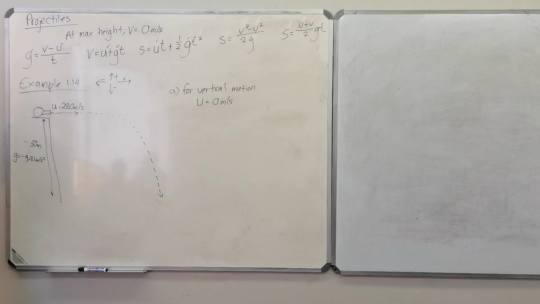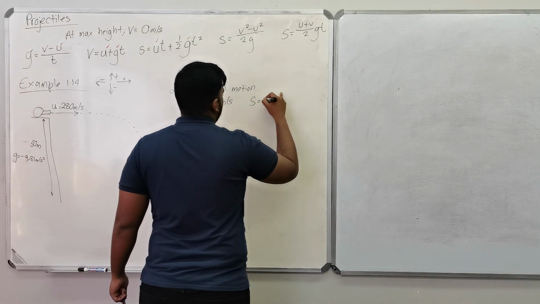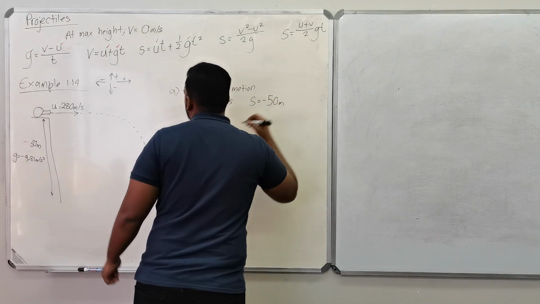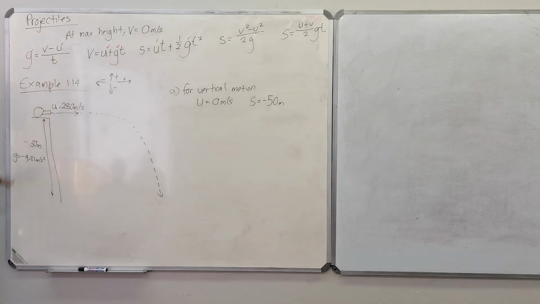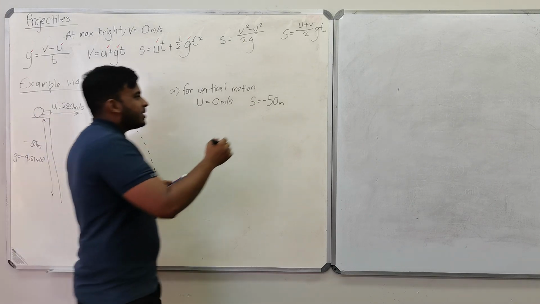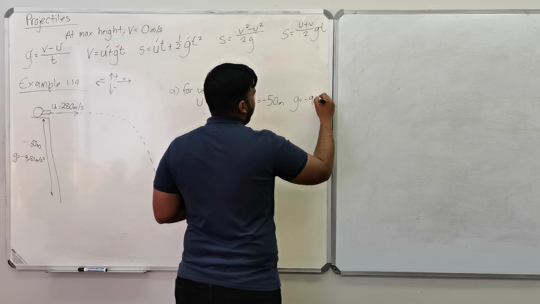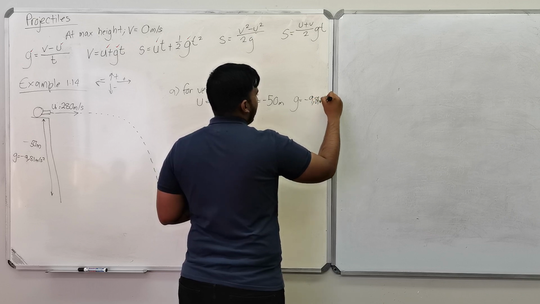Now what else do we know? Your displacement on the vertical, because it's vertical, is equal to minus 50. They don't give you information for nothing. The fact that the building is 50 meters high means you must use it somehow. If you're stuck in a question, 90% of the time that's probably where you need to use it. The gravity here is minus 9.81 meters per second squared.